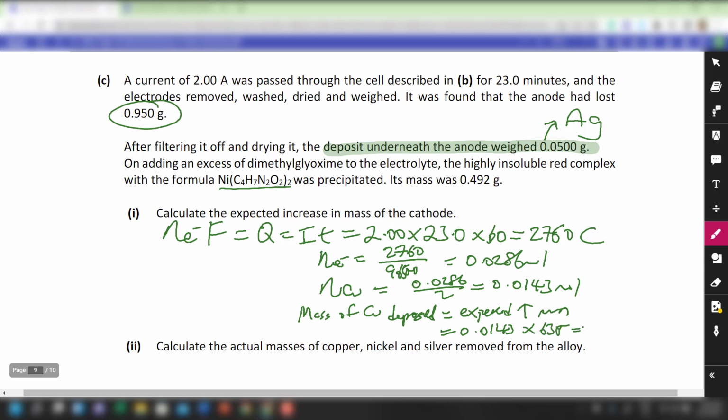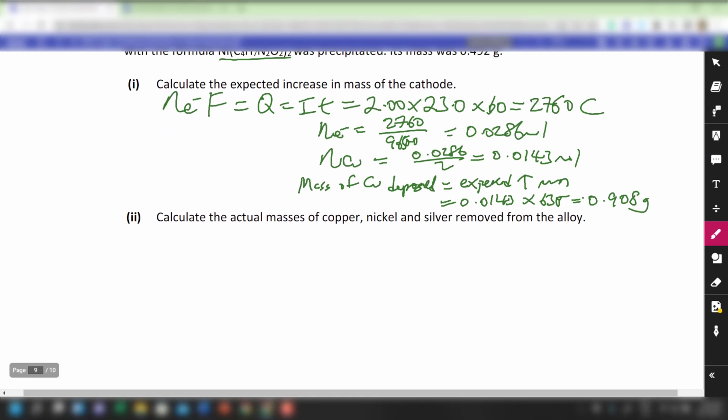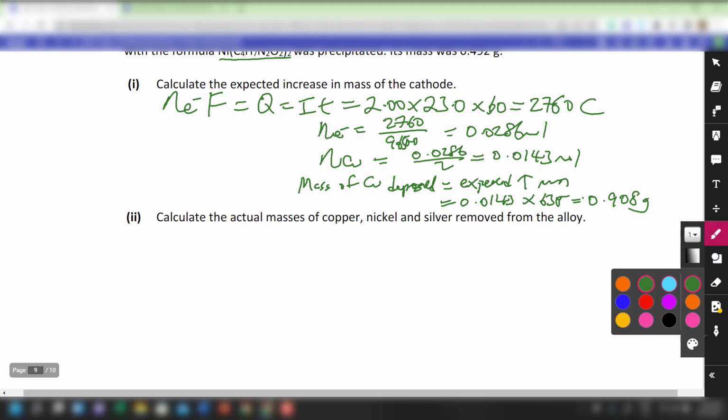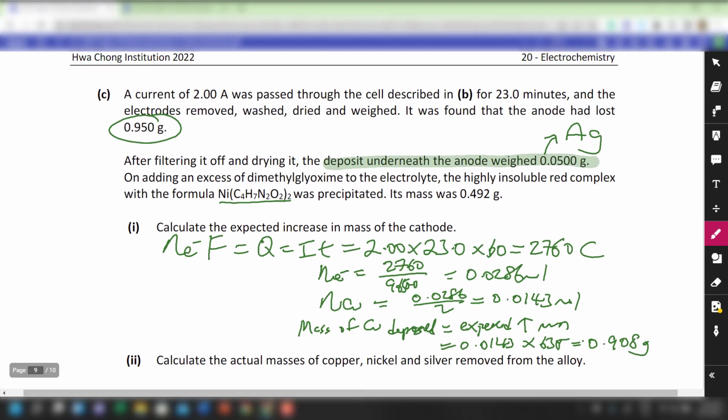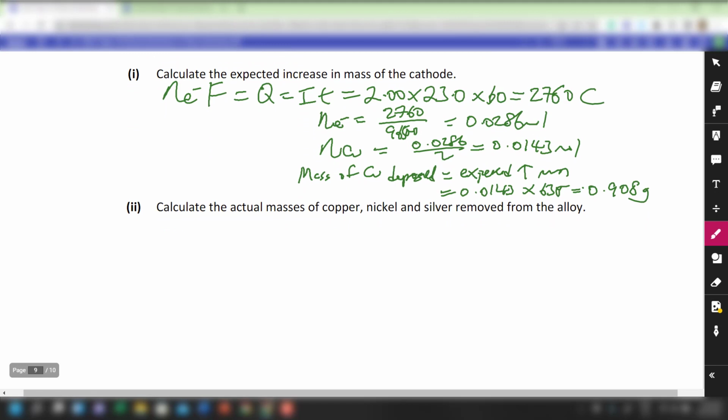Okay, from there I'm going to get 0.908 gram. Then for part 2, we're supposed to calculate the actual masses of copper, nickel, and silver removed. Silver is straightforward because we were already told. So the mass of silver removed is 0.05 grams. Mass of Ag removed is equal to 0.0500 grams. We were told about it earlier on.